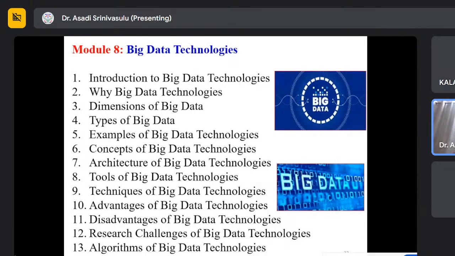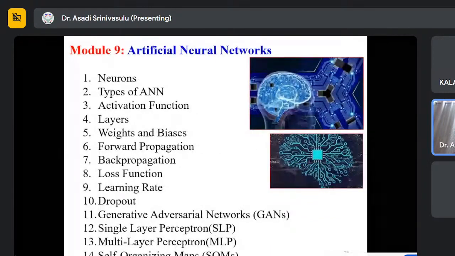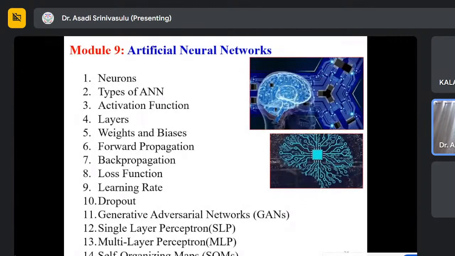Types of big data, we have 3 types of big data. Structured data, unstructured data, semi-structured data. So structured data means with the help of relational database tools, there is a schema, there is a table, there is a relation. We are creating the tables with the help of SQL, MySQL, Teradata, DB2, MS Access. That is called structured data.